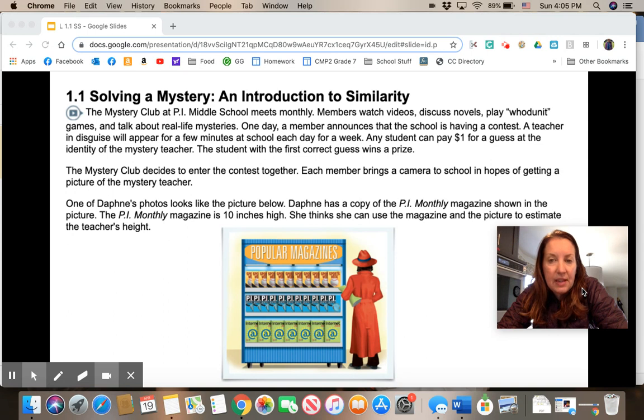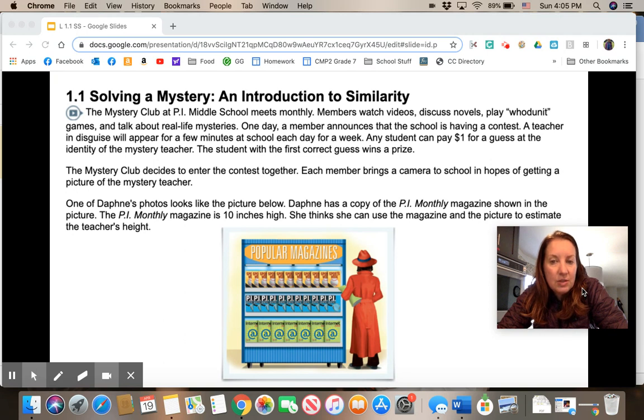Each member brings his camera to school in hopes of getting a picture of the mystery teacher. One of Daphne's photos looks like the picture below. Daphne has a copy of the PI Monthly magazine shown in the picture. The PI Monthly magazine is 10 inches high.